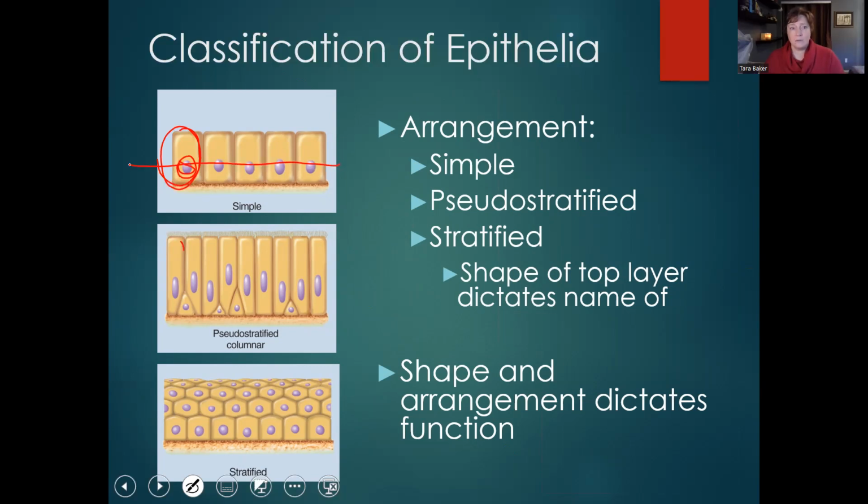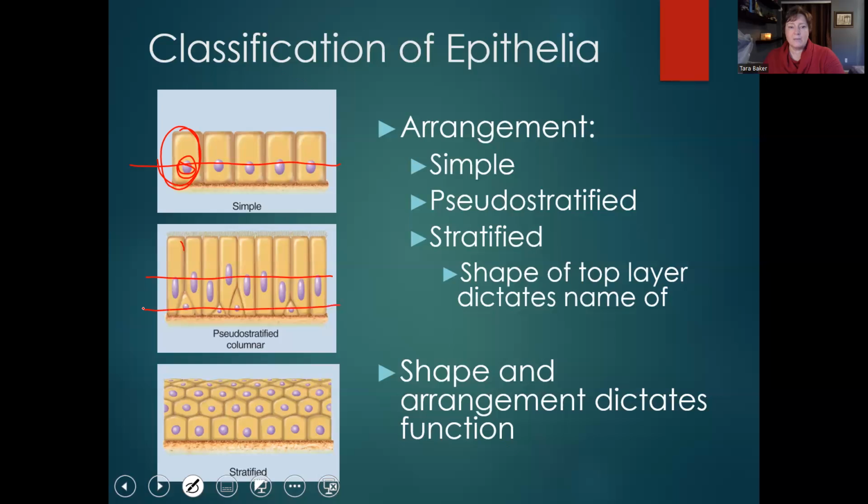In the picture below, if we draw a line, it looks like there's multiple layers of cells. But in fact, every cell is attached to the basement membrane. This is called pseudostratified. So it looks like there's multiple layers, but there isn't. So we have simple, pseudostratified, and then the last one is stratified, truly stratified.